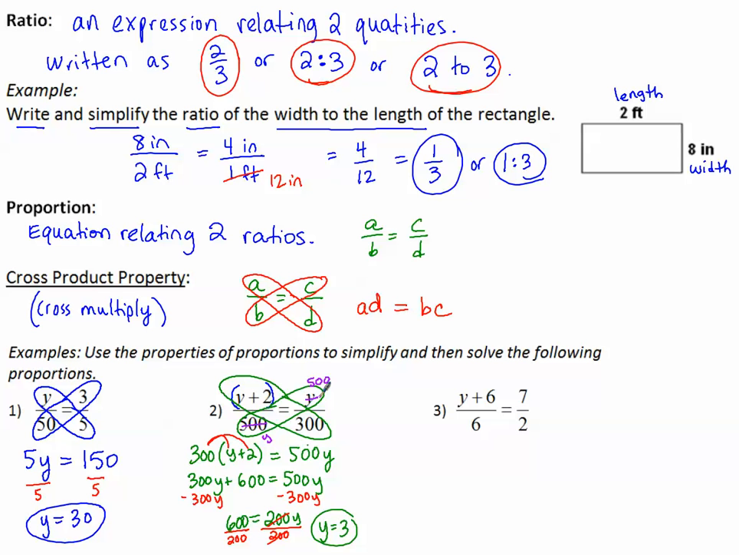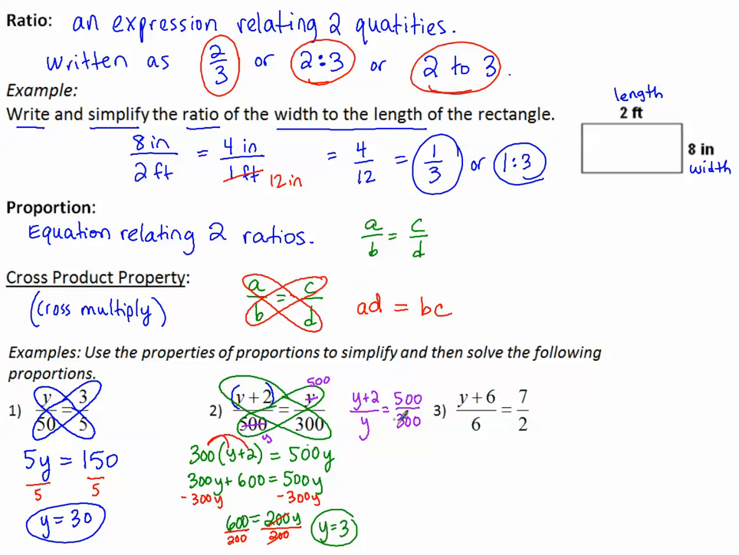Now, why would I want to switch it? That's a good question. Let's look at what it looks like if I did switch it. So I'm going to put y plus 2 still on the top over here, but now y is on the bottom, equals 500 over 300. How is switching it helpful? Well, remember how we reduced ratios earlier?